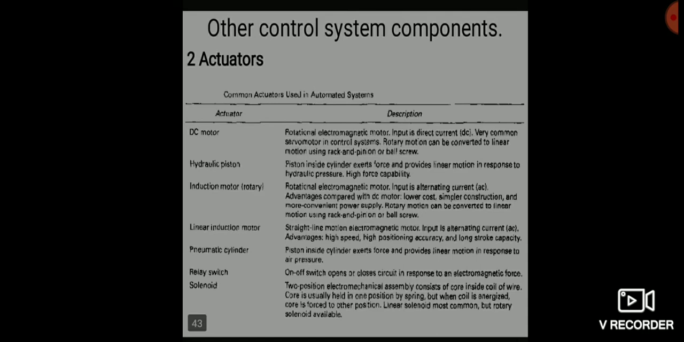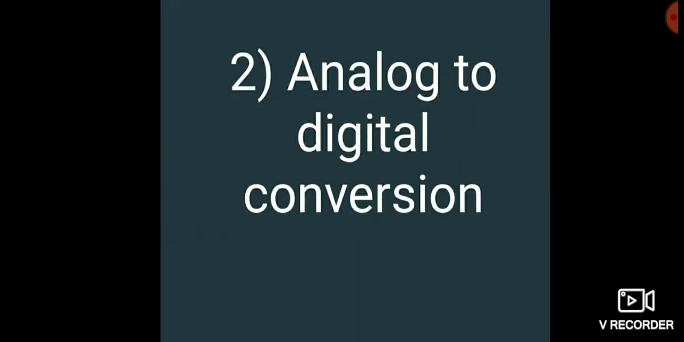Pneumatic actuators use compressed air as the driving power. Again, both linear and rotational pneumatic actuators are available. Because of the relatively low air pressure involved, these actuators are usually limited to low force applications compared with the hydraulic actuators. Now, analog to digital conversion. Continuous analog signals from the process must be converted into digital values to be used by the computer, and digital data generated by the computer must be converted into analog signals to be used by analog actuators.